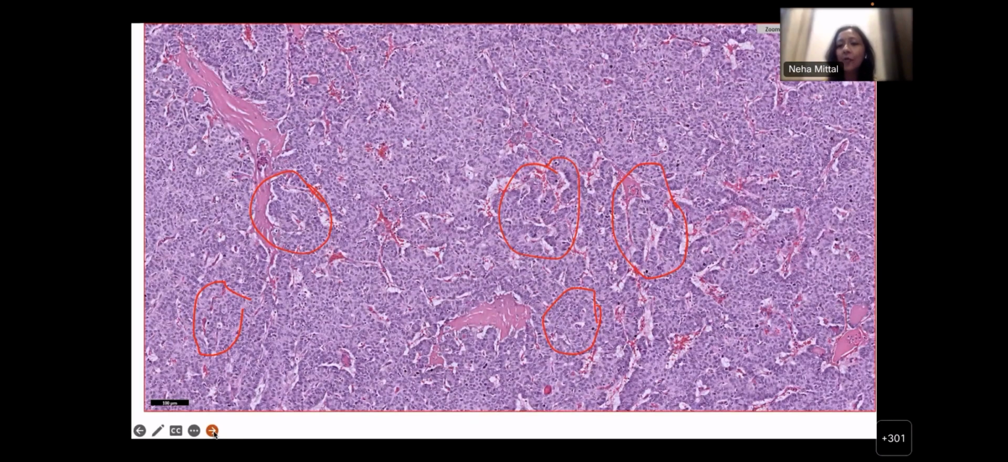But what we can say, do you see any necrosis? Do you see any necrosis in this field? You obviously don't see any necrosis.